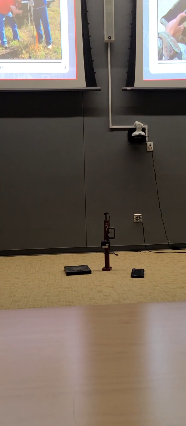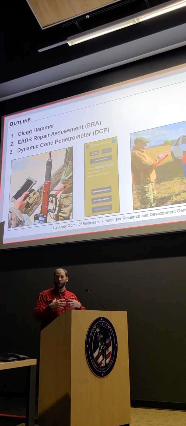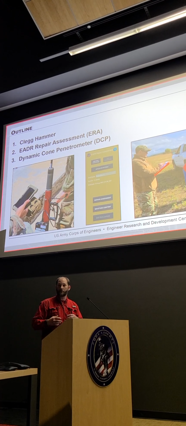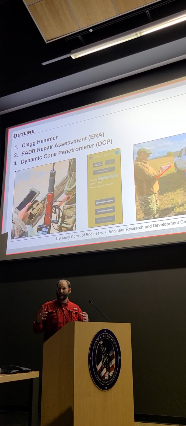Then we're going to talk about something called the ADR repair assessment tool. This is something that we developed as a part of the ADR. It's been mentioned a couple of times here. It ingests all this information from a Clegg hammer and from your RQC. It says, hey, is this a pass or is it a fail? It tells you, hey, maybe you should do this, maybe you should do that. And it's also a way to maintain this data over time.